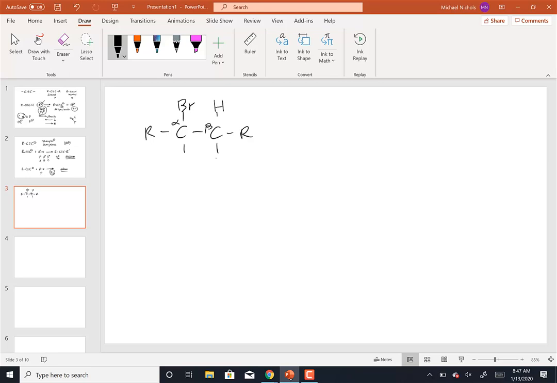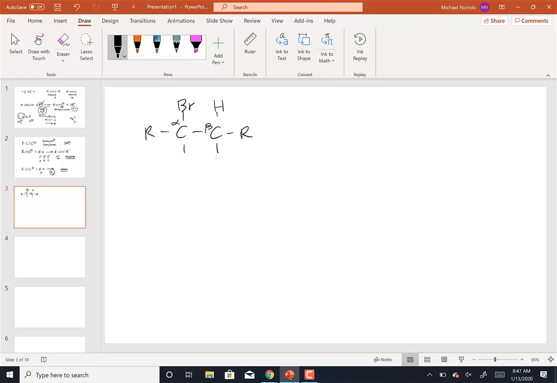What do I want to make? A triple bond. So I need to do how many E2 reactions to make a triple bond? Two. So I need a second bromine. I need a second hydrogen.